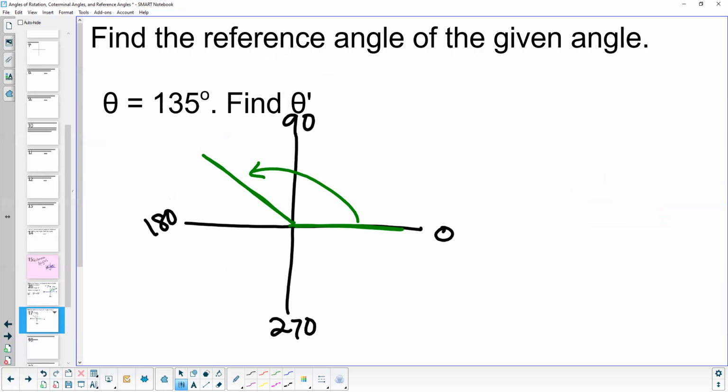Now, to find our reference angle or our theta prime, what we want to do is figure out which x-axis is it closest to. And we can see that it's definitely closer here than it is being closer to this axis over here.